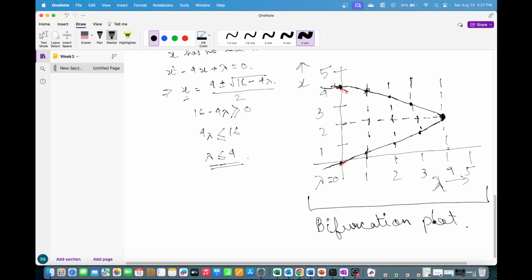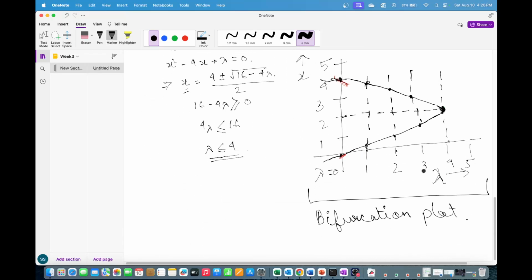So for any equation, you try to find out the different values of lambda for the different values of x, and then you plot a lambda versus x curve. That is what is giving you different values of x for different values of lambda, and how your system is changing with the values of lambda. So this is what is known as a bifurcation plot.